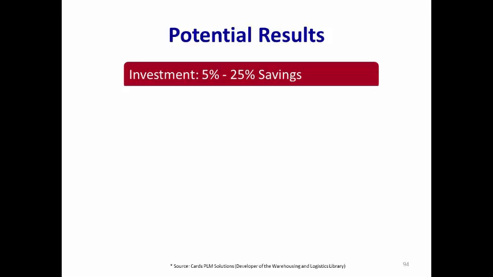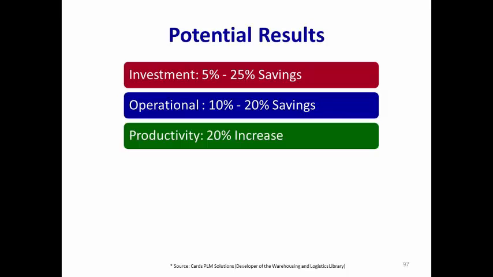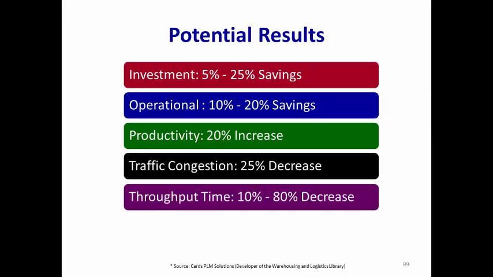Potential results of simulating your warehousing and logistics operations include investment savings from 5 to 25%, operational savings from 10 to 20%, productivity increase up to 20%, traffic congestion decrease up to 25%, activity throughput time decrease between 10 to 80%. Finally, by balancing the whole system instead of local optimization, productivity can increase 10%.